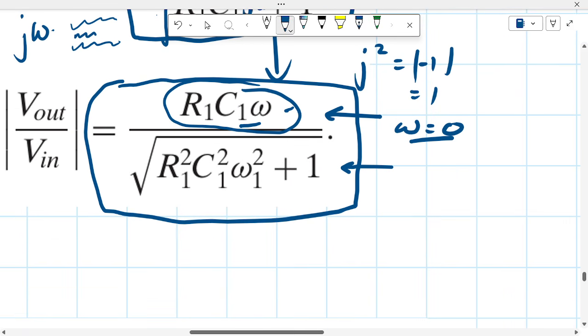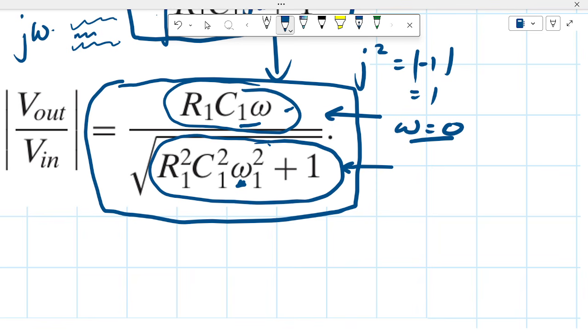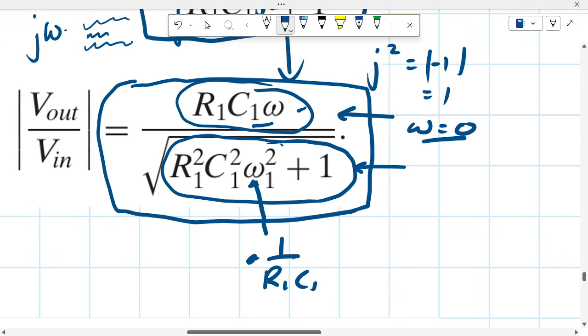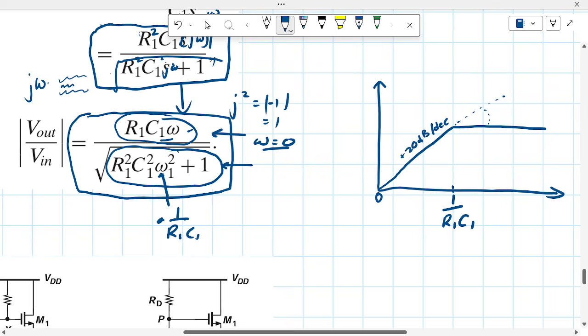So what will be the pole frequency? The zero frequency being 0, the pole frequency will be the frequency that will make this term equal to 0. If we solve that, we are going to get negative 1 over R1 C1. Once again, because we are dealing with the magnitude, the negative is not really important. So we know clearly that the pole frequency is going to be 1 over R1 C1. And this is how the frequency response of the system is going to be.